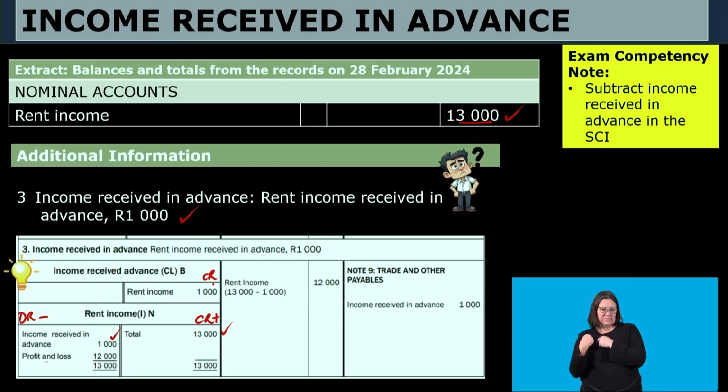And what I take to my profit and loss is the 12,000 over there. So when I come to my statement of comprehensive income, I have my rent income, which is 13,000. Then I subtract the income received in advance, then I remain with 12,000. What do I do with this 1,000 when I get to the statement of financial position? I'll take it to trade and other payables, then I say income received in advance.